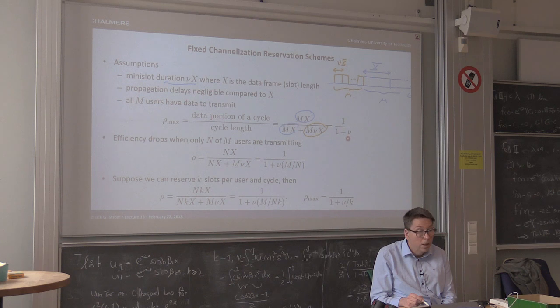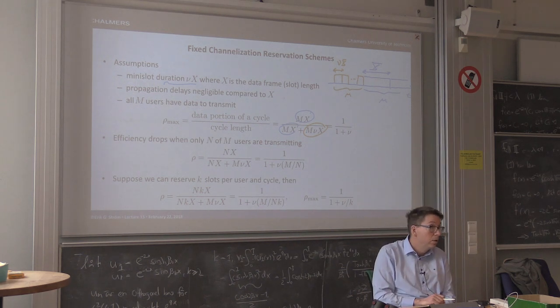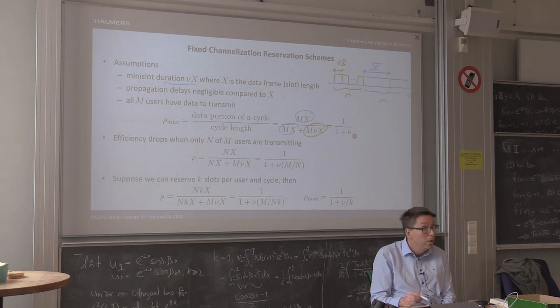If the length of a reservation slot is equal to the length of a data slot, then we get efficiency 1/2. Right? Half the cycle goes to data and half the cycle goes to reservation. So 1 over 1 plus 1 is 1/2. Questions?